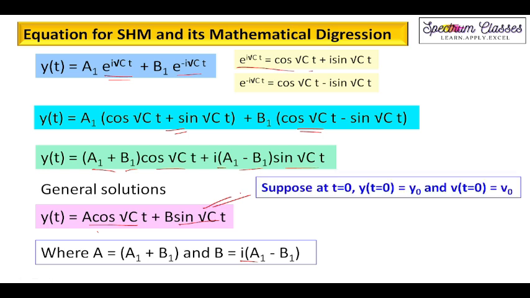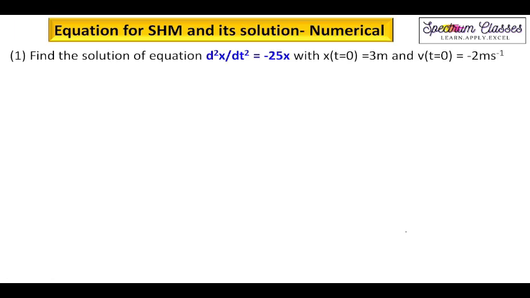In the same way, we can put the values: at time t is equal to 0, y(t) is equal to y naught, and at time t is equal to 0, velocity is v naught. Then we get a is equal to y naught and b is equal to v naught upon omega. So you can memorize these two also. We have just derived these, and you can memorize them, because direct questions will be asked from here.